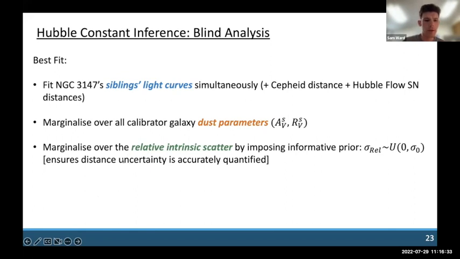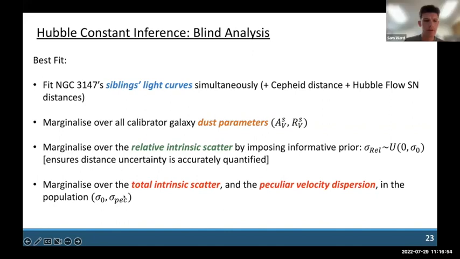Something I won't get into now, but something which we show in the paper, is that this marginalization ensures that your distance uncertainty is accurately quantified. So we're not being overly pessimistic or overly conservative or overly optimistic. This marginalization extracts the most information out of your siblings data.